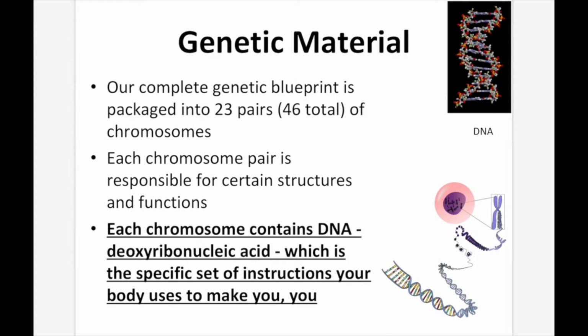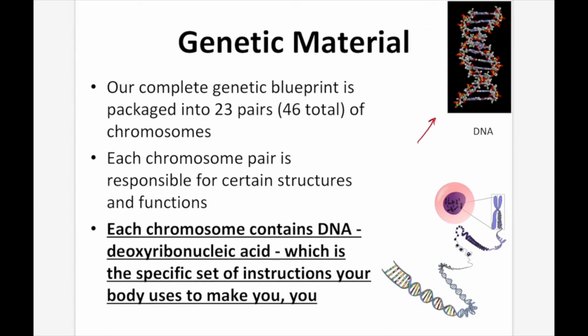Genetic material. Our complete genetic blueprint is packaged into 23 pairs, 46 chromosomes. Each chromosome pair is responsible for certain structures and functions. Each chromosome contains DNA, otherwise known as deoxyribonucleic acid, which is the specific set of instructions your body uses to make you, you. And you can see here, that's a representation of our DNA.